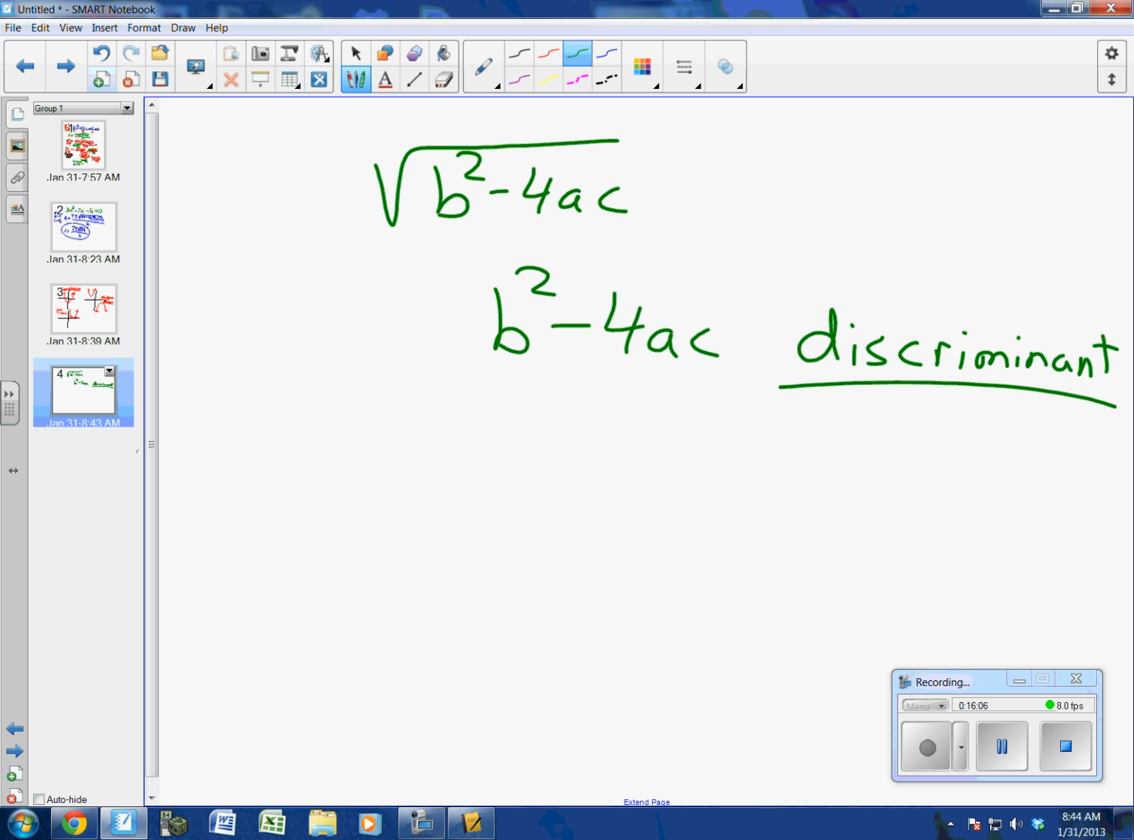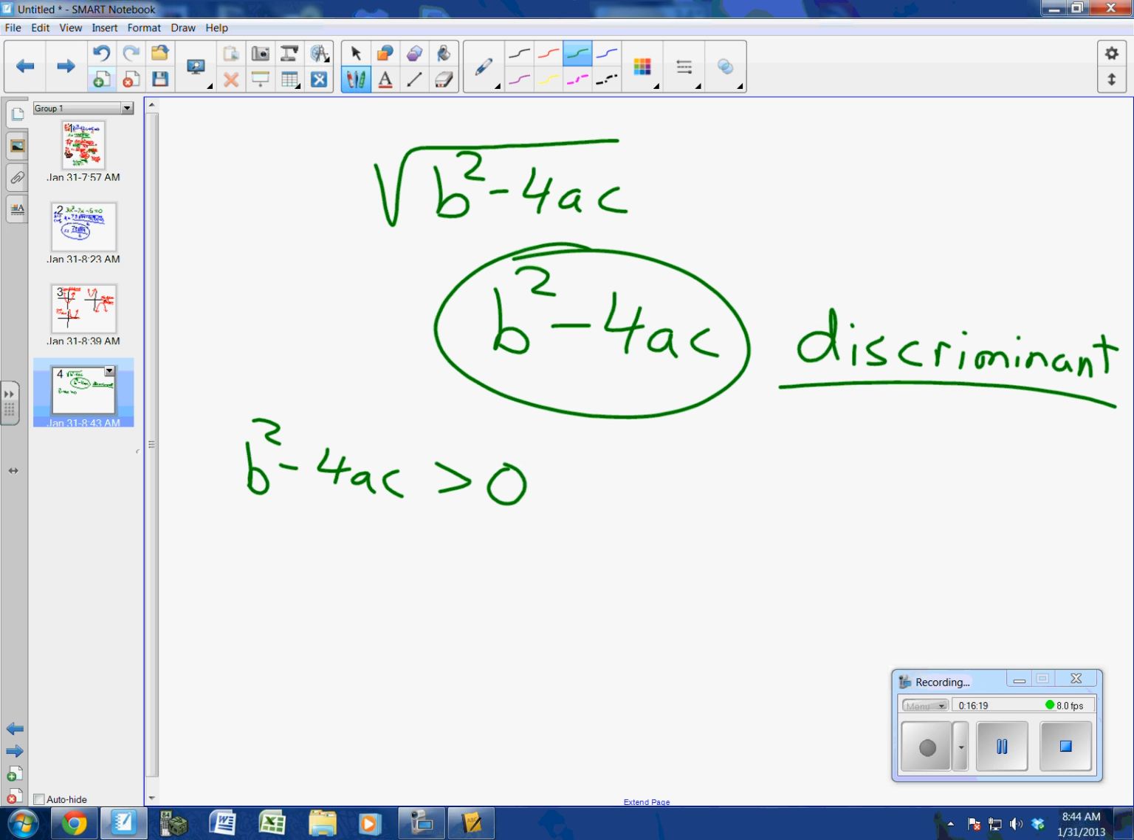We're discriminating. And this is the deal. You guys, we get three possibilities. You can either get b squared minus 4ac to be greater than 0. What kind of number is greater than 0? Positive numbers, right?